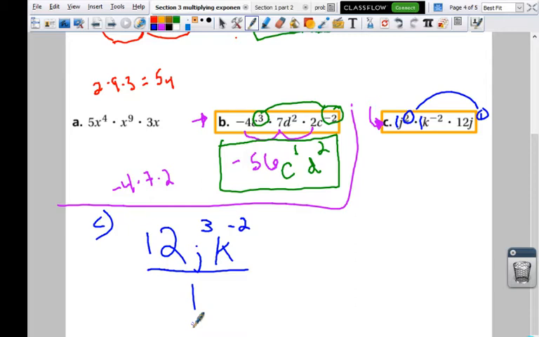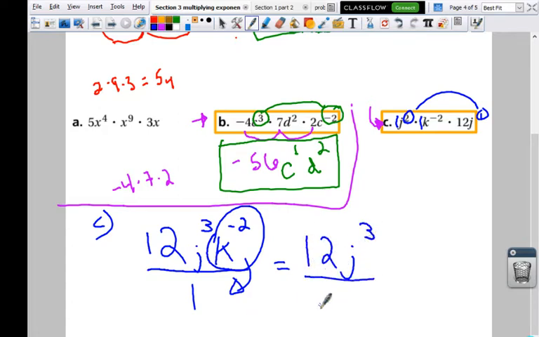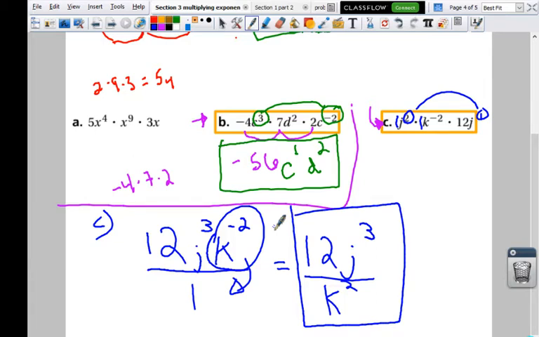So we have this K to the negative 2, right? It's left over. I can't put it with anything, so I write it down. But I'm not quite done because I don't want a negative exponent. So to get rid of it, I gotta flip it to the bottom. When I flip it to the bottom, the 12 and the J3 stay on top. The K2 flips to the bottom and changes to a positive. So that's your final answer. Good.